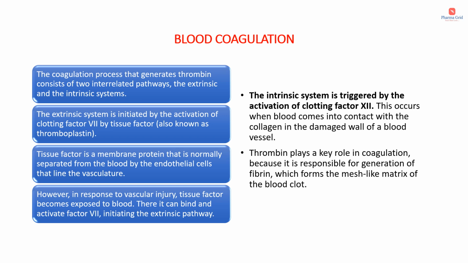Now coming to the intrinsic system, it is triggered by the activation of the clotting factor 12. This occurs when blood comes into contact with the collagen in the damaged wall of a blood vessel. Thrombin plays a key role in coagulation because it is responsible for generation of fibrin. Fibrin forms the mesh-like matrix of the blood clot.